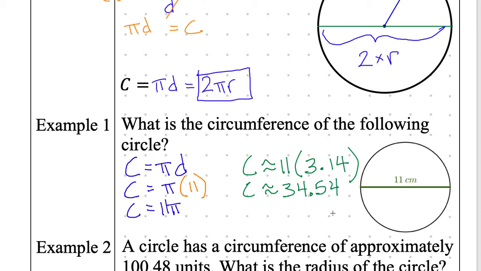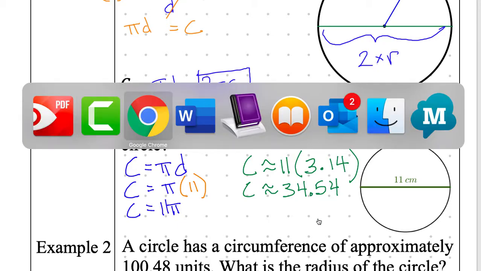34.54. And what are our units in this case? Now we actually have some units. We don't just say unit squared, we say what? Centimeters.